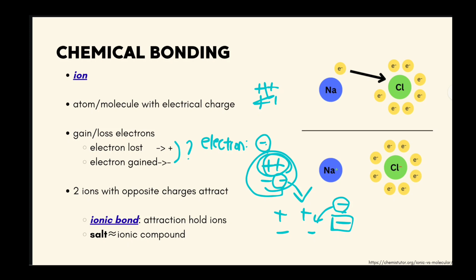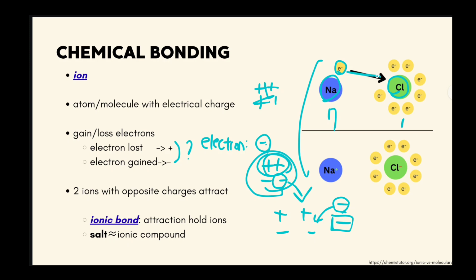Two ions with opposite charges attract, and an ionic bond is the attraction holding ions together. Salt is a synonym for ionic compound. Now this is a salt. Na has only one electron on its outer shell, and Cl has 7. For Na to get a full outer shell, it would need to gain 7 electrons, and for Cl it needs to gain only 1. It's easier for Cl to just gain 1 electron rather than Na gaining 7 of them.